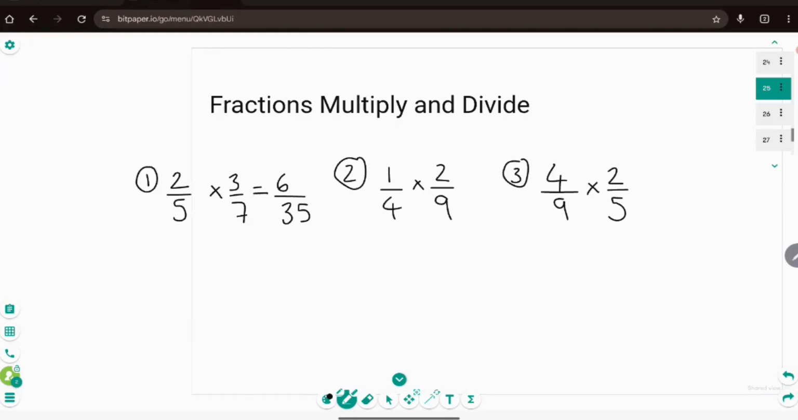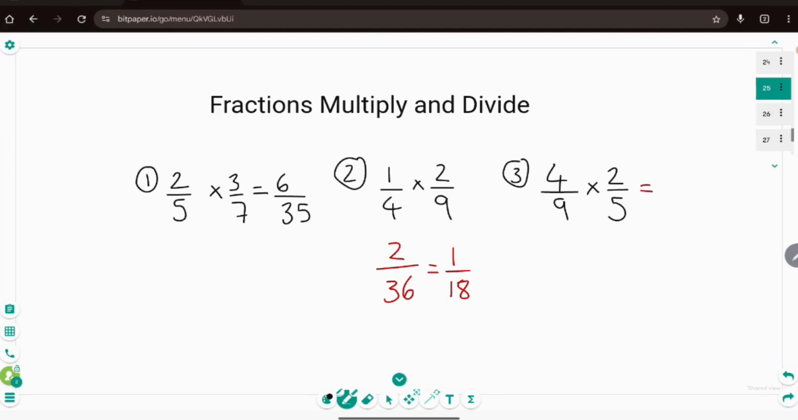Multiply the numerators here, 1 times 2. Multiply the denominators, 4 times 9 is 36. Always check though, can you simplify? The first one cannot be simplified. Here the common denominator is 2. Let's divide them both by 2. Or if you're in the habit of using your calculator to simplify, you could have just typed it in.